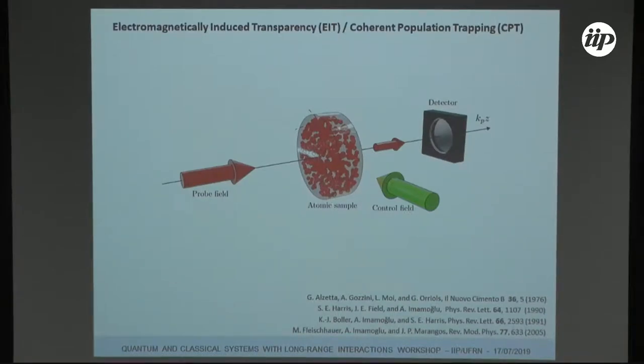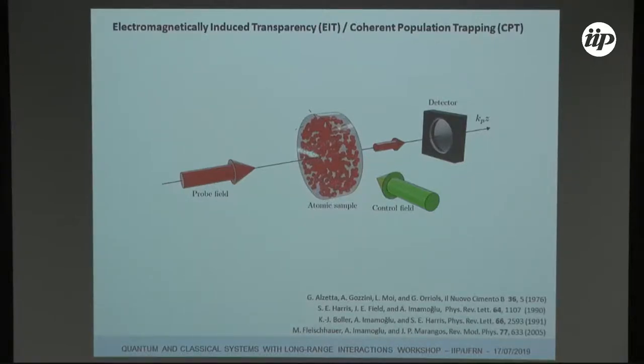Let's start with the basic concepts behind EIT. We have basically an atomic ensemble. Then we send two light fields into this atomic sample. One we call the probe field, and the other is the control field. The name is control because we can control the optical properties of the atomic ensemble. Just by tuning the intensity or the frequency of this control field, we can adjust the optical properties of the atomic ensemble.